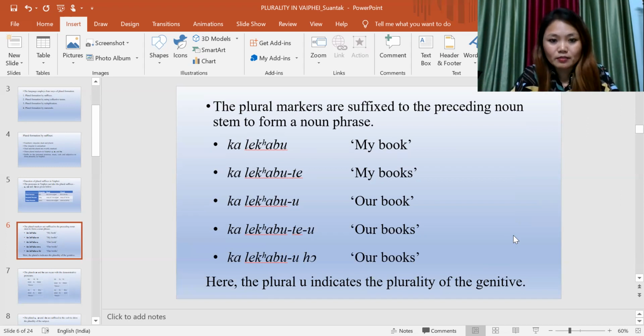And then the next example, kalekhabu ho, our books. So here ho indicates the plurality of the noun phrase and u indicates the plurality of the genitive. Kalekhabu ho, that means our books.